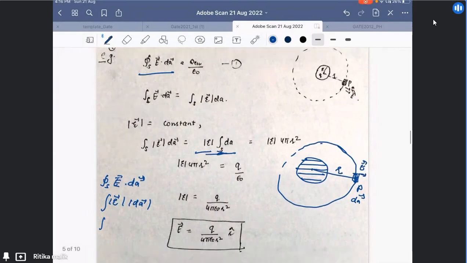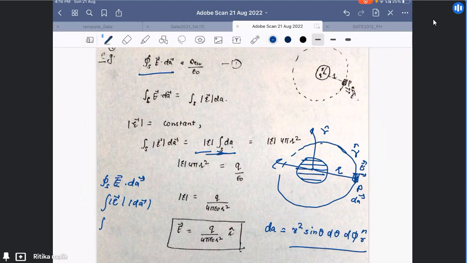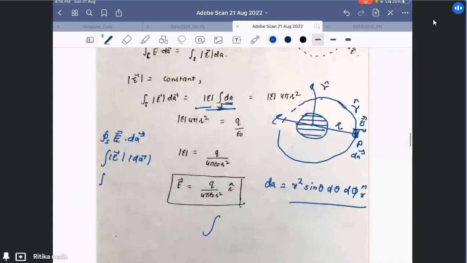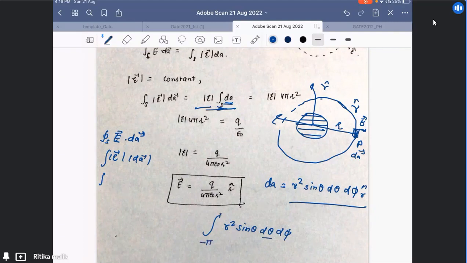Now in spherical polar coordinates, the surface element dA in the r cap direction is given by, since the electric field at this point is going to be in the r cap direction, since it is always away from the charges. So this direction is the r cap direction. So dA vector in r cap direction is given by r square sine theta d theta d phi in the r cap direction. So this is the integral of r square sine theta d theta d phi, where theta varies from minus pi to pi, and phi varies from 0 to 2 pi.